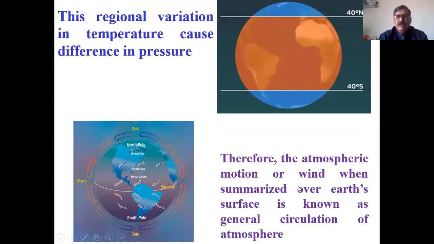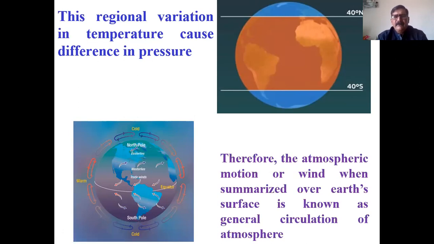Whatever atmospheric motion or wind movement there is over the earth's surface, when summarized or accumulated, is known as the general circulation of the atmosphere. If you are asked in the examination, write this definition.